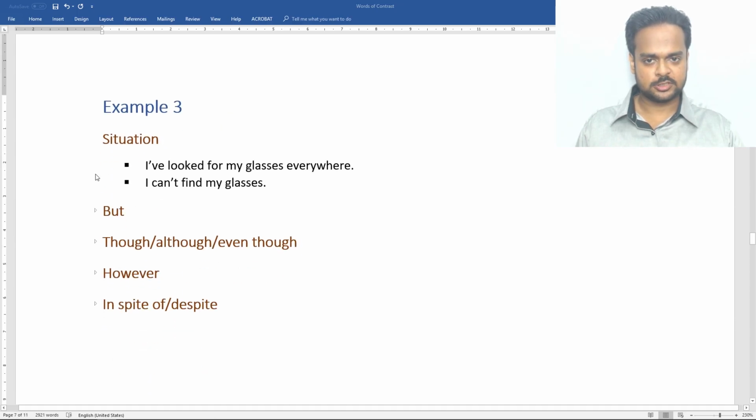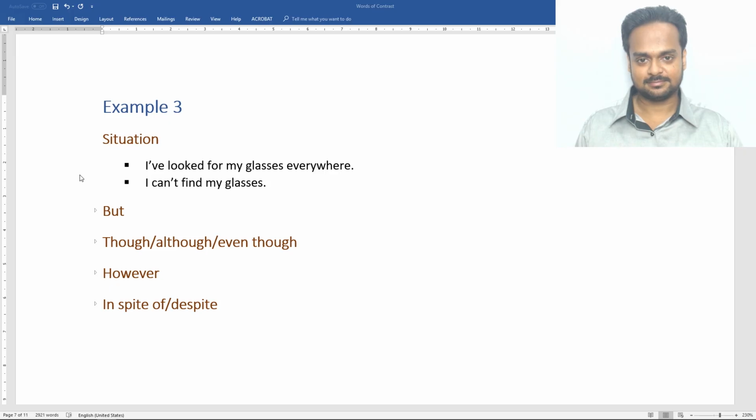Here's the situation, a simple one. I've looked for my glasses everywhere. I can't find my glasses. Go ahead and write the sentences.